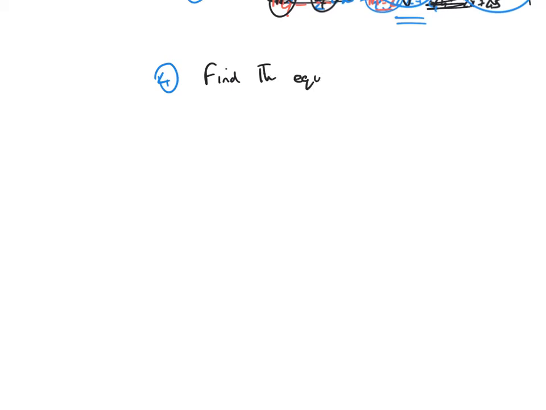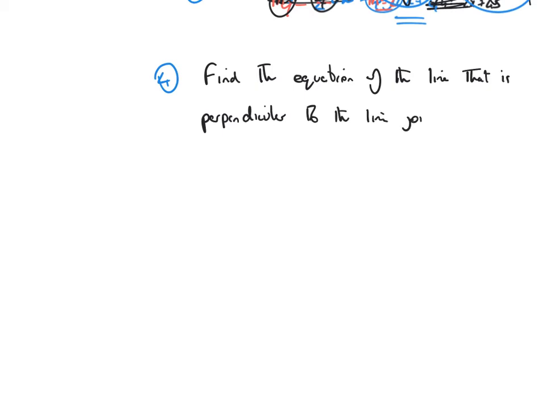Find the equation of the line that is perpendicular to the line joining A (1, 5) and B (3, 10) rather, and passes through (-1, 4).